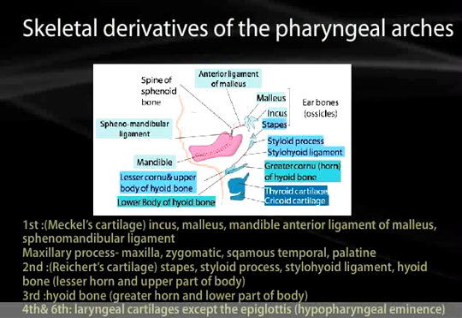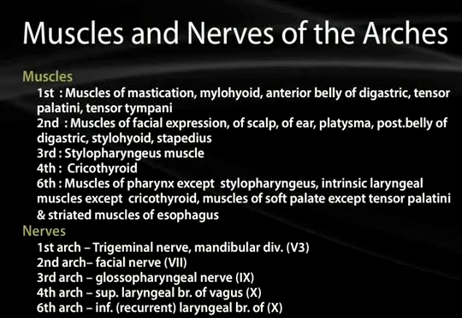We have Meckel's cartilage giving rise to the incus, malleus, and mandible. We have the maxillary process, which is going to give rise to the maxilla, zygomatic bones and temporal squamous bones, as well as the palatine bone. And second cartilage is going to give rise to the stapes, styloid process, and a couple of ligaments, and also to a portion of the hyoid. The third arch is going to give rise to a component of the hyoid as well, and the fourth and sixth arches will give rise to the laryngeal cartilage and the cricoid cartilage.